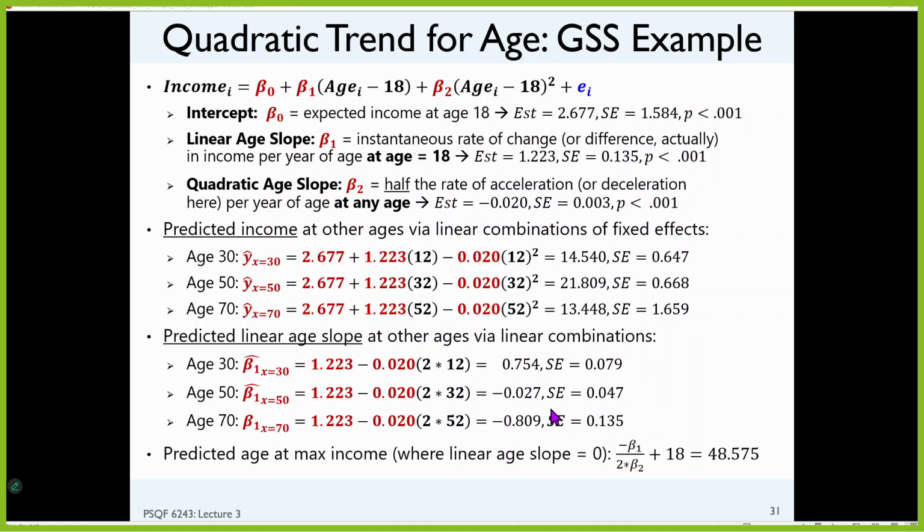Yeah, so you can compute the age where the slope is at max income, where linear is 0. And so age 48.5 in particular is where the slope turns over.